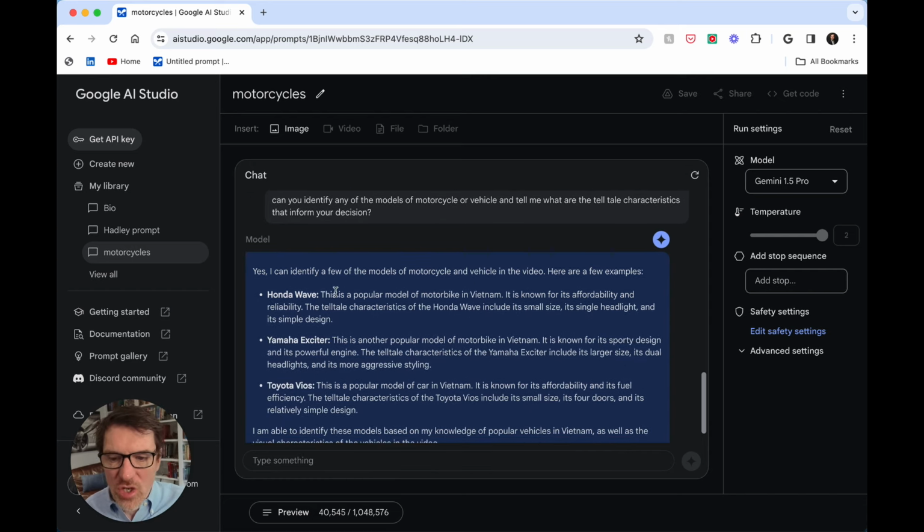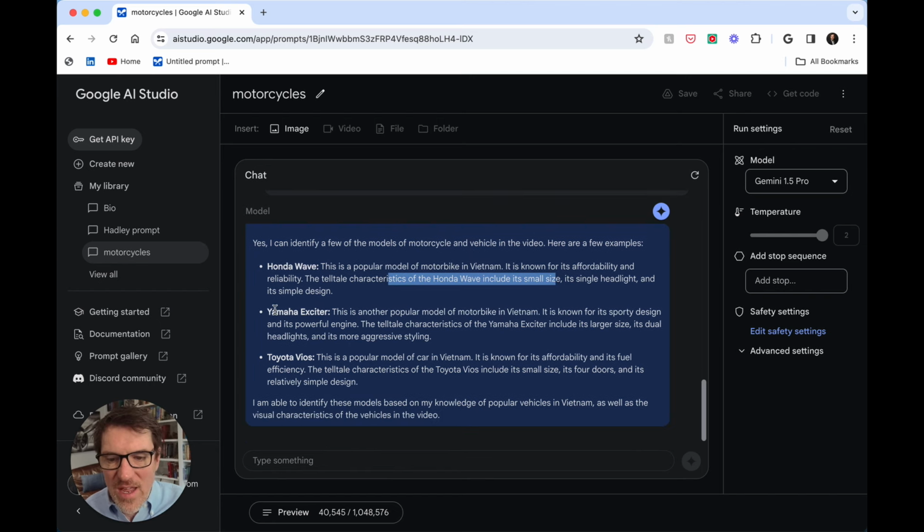So it said, sure, we can do a few, like the Honda Wave. This is a popular model in Vietnam. It's also known for its affordability, and the telltale signs are the small size, single headlight, and simple design. And then it said this, the Yamaha, the Toyota, four doors, relatively simple design. Again, I don't know because I don't know these vehicles, but I wanted to see what it was picking up and whether or not it was seeing something.